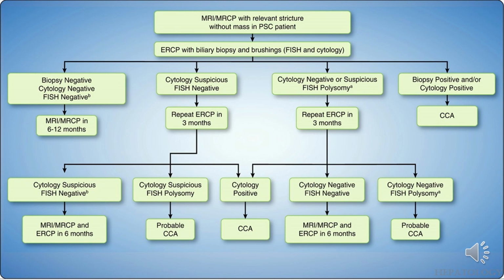Similarly, if the cytology is negative or suspicious for FISH polysomy, when you repeat the ERCP in 3 months, you have a couple of possibilities. First of all, if the cytology on the repeat is positive, this is cholangiocarcinoma, confirmed. If the cytology is suspicious and the FISH is negative, you should be repeating the MRI, MRCP and ERCP in 6 months like before. And if the cytology is suspicious and the FISH shows polysomy, this is going to be probable cholangiocarcinoma.